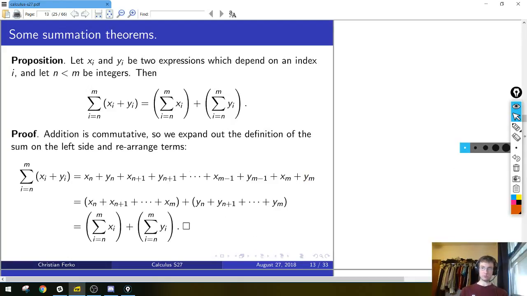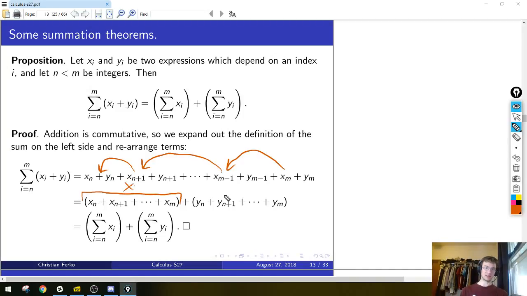Then I just reorder these, because I'm allowed to sum these in whatever order I want. So I move all of the x's over here and put those into the x sum, and move the y's over here and put them in a y sum. And then by the definition of summation notation, this is precisely the sum from I equals n to m of x sub I, and this is precisely the sum from I equals n to m of y sub I. So, as we would expect, sums work. You can sum them in whatever order you like.